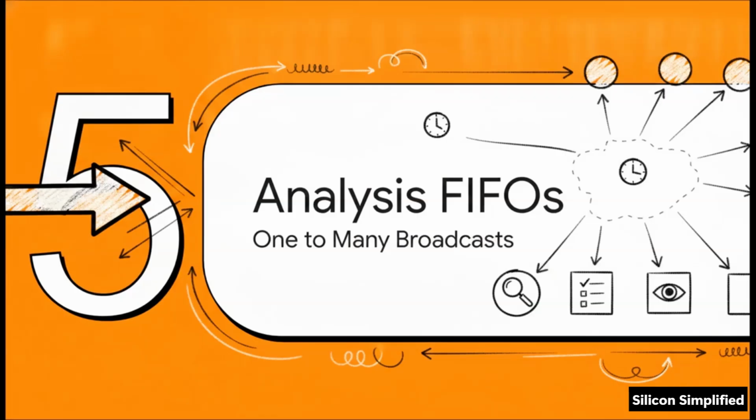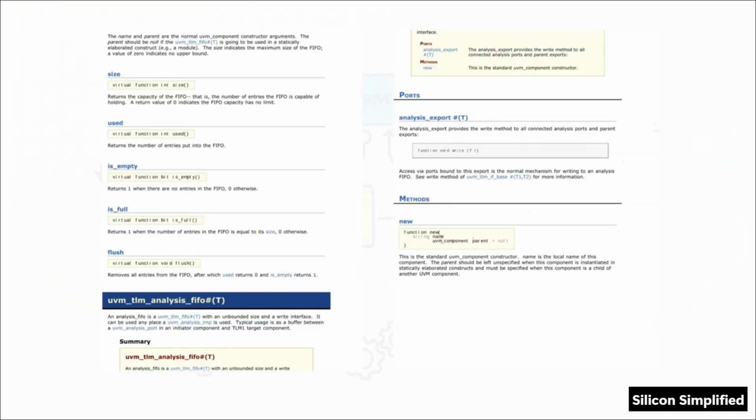Almost at the finish line. Section 5. Broadcasting with Analysis FIFOs. One-to-many. But what happens when you don't just have one producer and one consumer? What if your components need to operate independently? Or one transaction needs to be evaluated by a scoreboard, a coverage collector, and a monitor all at the exact same time? Well, here we're comparing two incredibly useful structures, the standard UVM TLM FIFO on the left and the UVM TLM Analysis FIFO on the right.